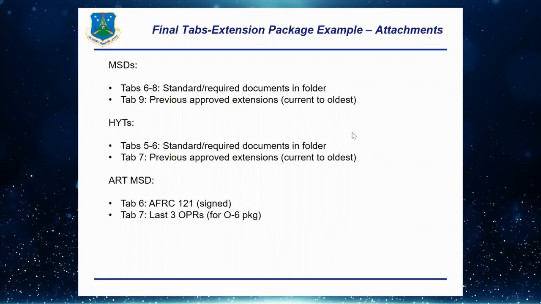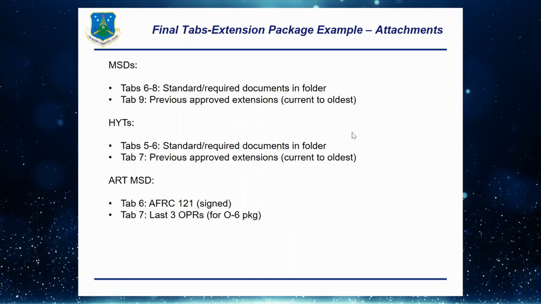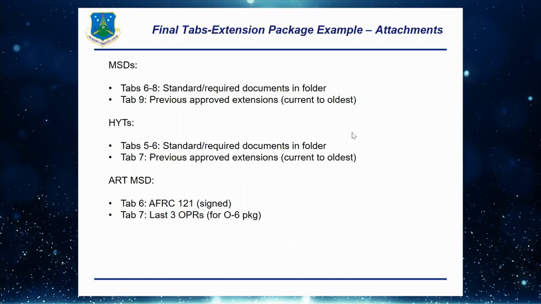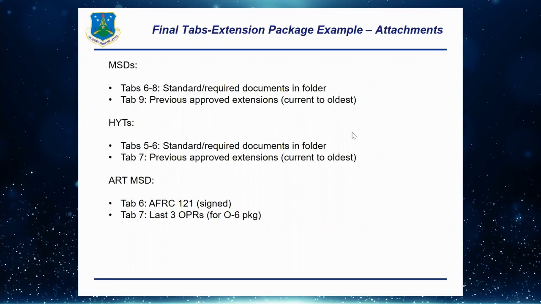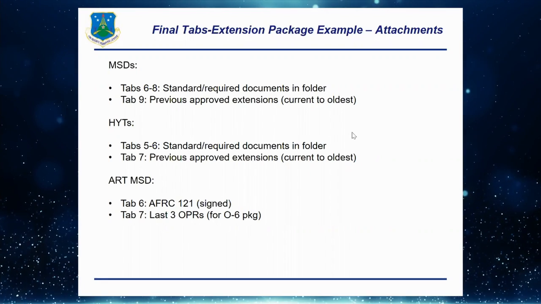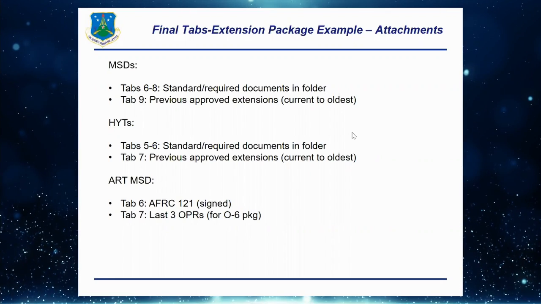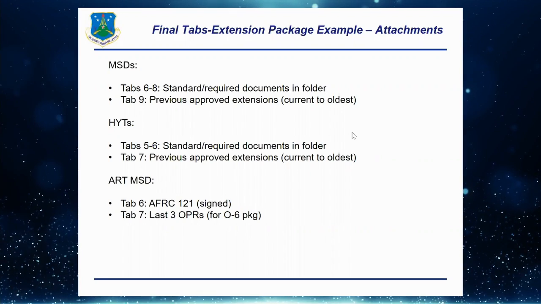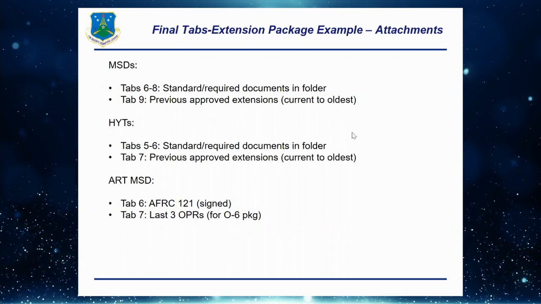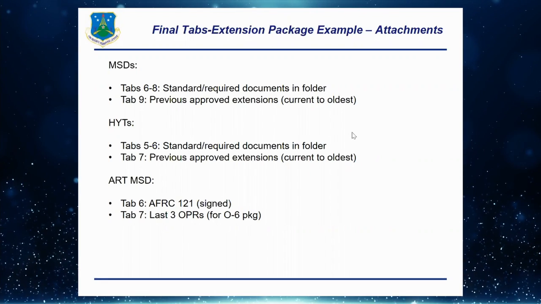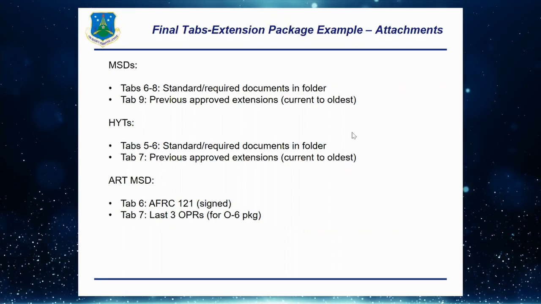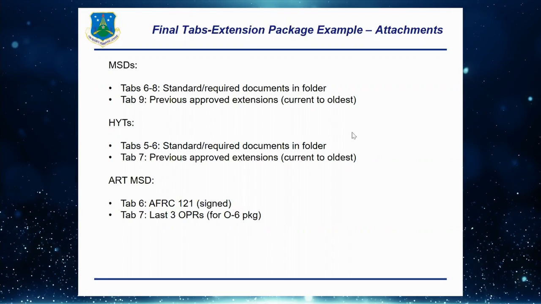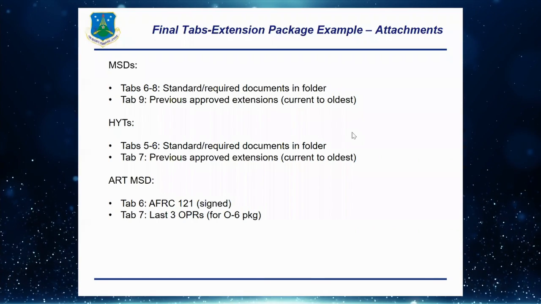Okay, now ART MSDs. Now this is the most different out of all of them. Tab 6 is AFRC 121, and this is the ART Program Certificate of Understanding. Now this needs to be signed and labeled as tab 6, AFRC 121. And tab 7 is reserved for the last OPRs for colonels only.